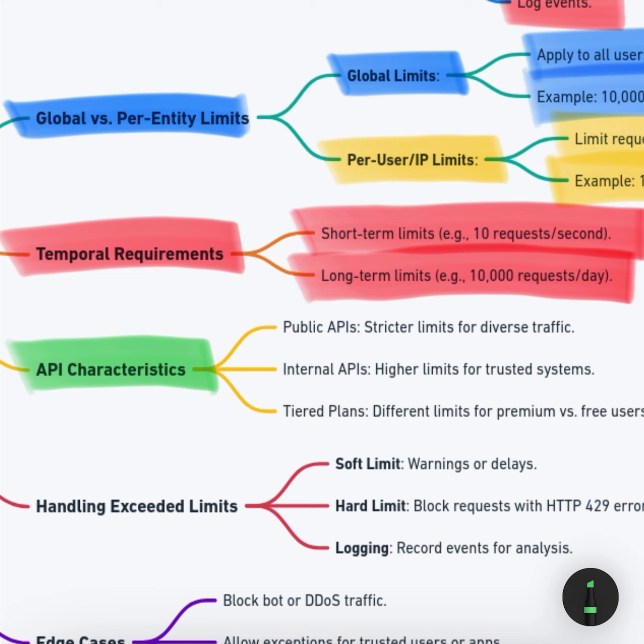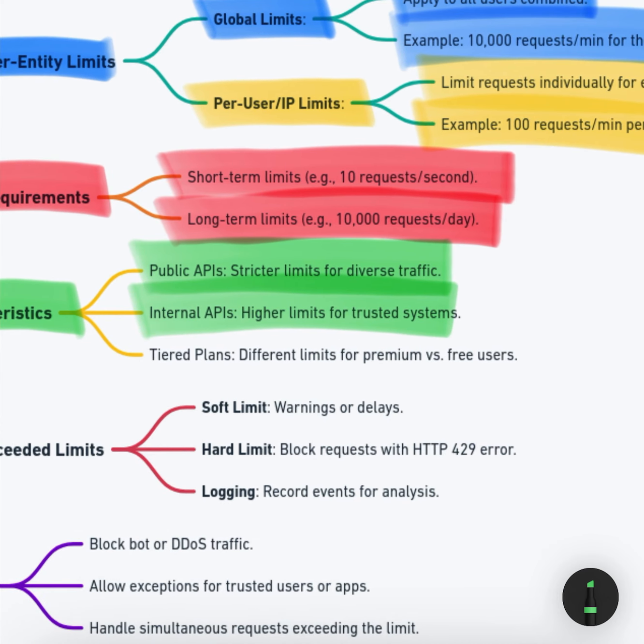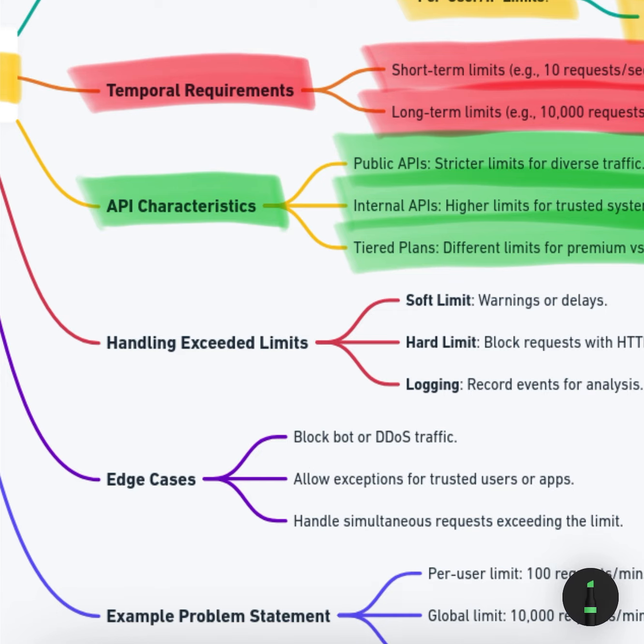5. Consider API characteristics. Not all APIs have the same requirements. Public APIs often need stricter limits to manage diverse, untrusted traffic. Internal APIs might allow higher or different limits since they serve trusted systems. Premium versus free users. Offer higher limits to premium users as part of tiered plans.